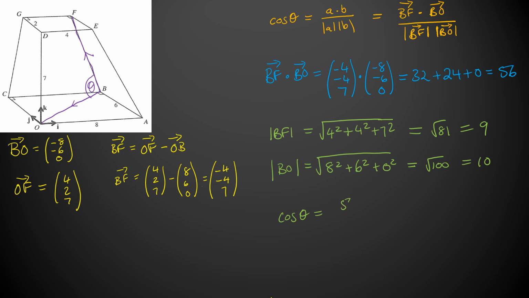So we've got 56 is the scalar product on the top, modulus times modulus on the bottom. So that gives us 56 over 90. Therefore, theta is the inverse cos of 56 over 90. And we didn't actually have to work it out. The question asked us to leave it in that form of inverse cos of a fraction.